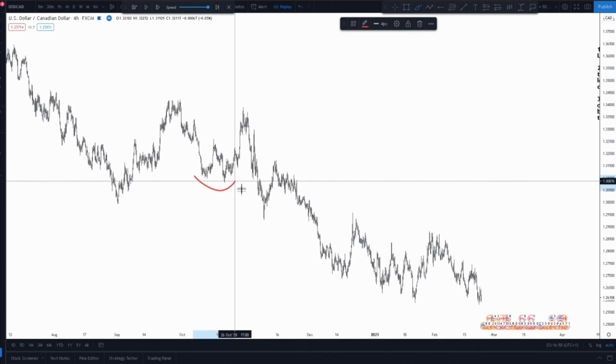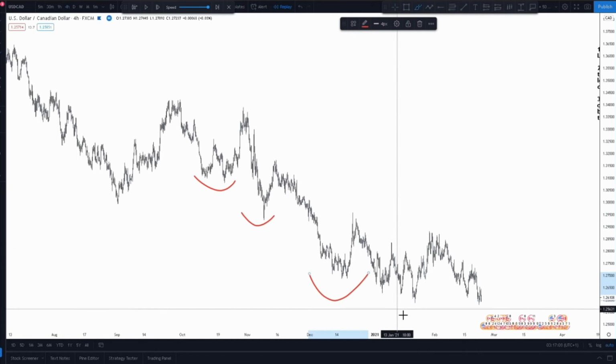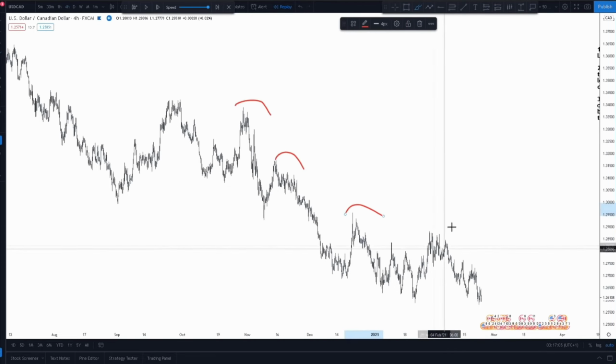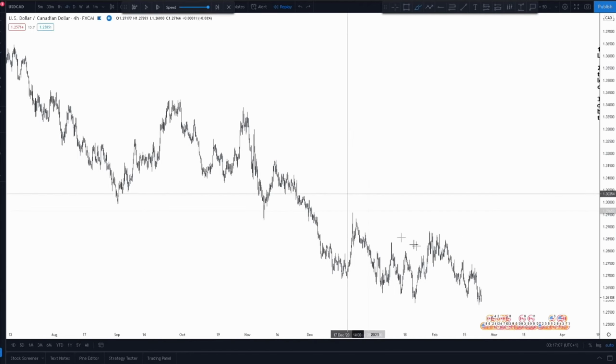We are seeing lower lows, lower low, lower low, lower low, right? Lower lows and obviously lower highs as well. Lower high, lower high, lower high, right? So USD CAD in this case is quite obviously bearish, right? So we should only be looking for sells, right?